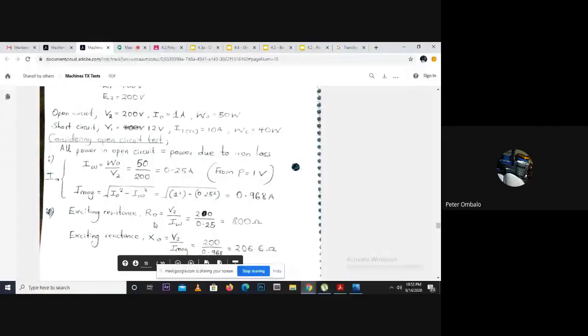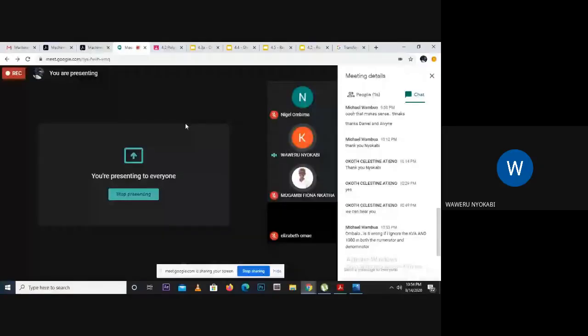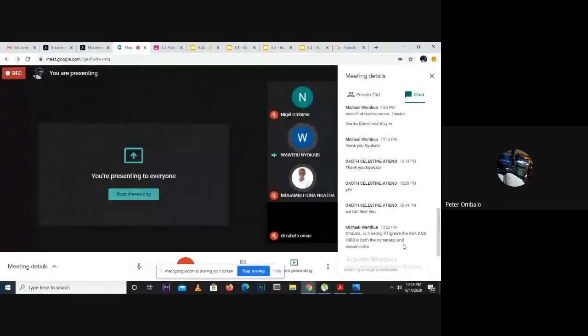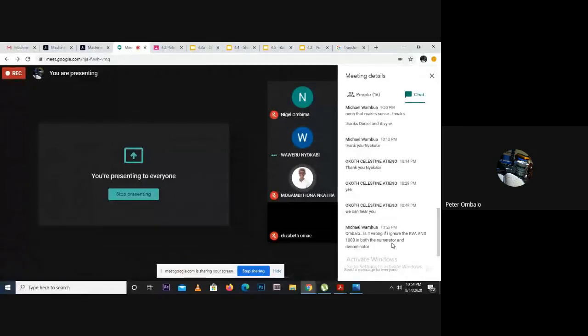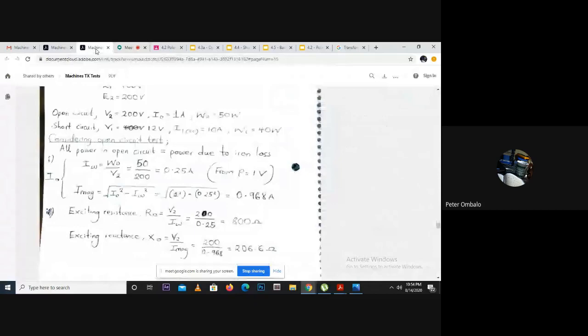which question? Give I naught. Okay. Yeah. Is it wrong if I ignore the KVA and 1,000 in both the numerator? That's totally okay, because it's going to be the same thing. They're going to cancel in the numerator and the denominator. So that was redundant.